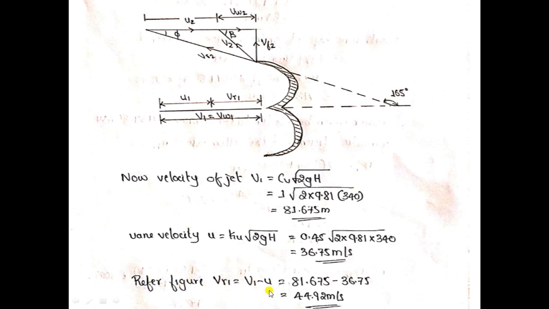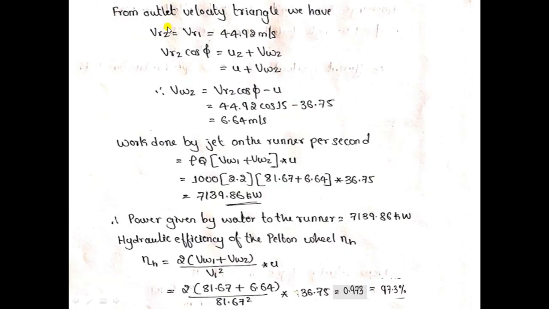So VR1 will be equal to V1 minus U, which is 44.92 meters per second. And from the outlet velocity triangle diagram, we have VR2 equals VR1. Since in this problem also they have not mentioned whether the vane surface is smooth or rough, here we will assume it to be smooth. So VR2 will be equal to VR1, which is 44.92 meters per second.